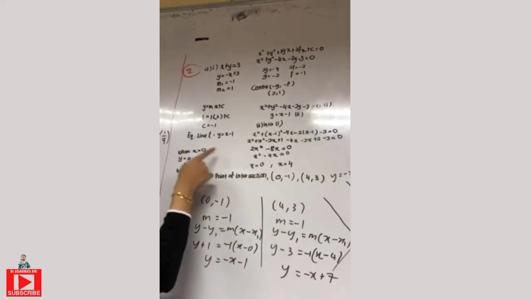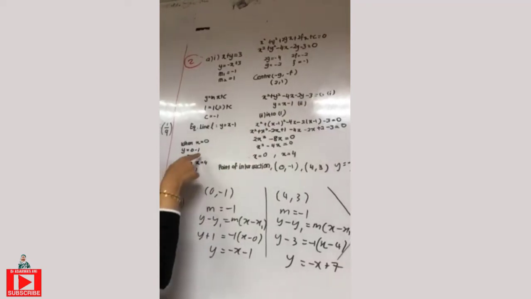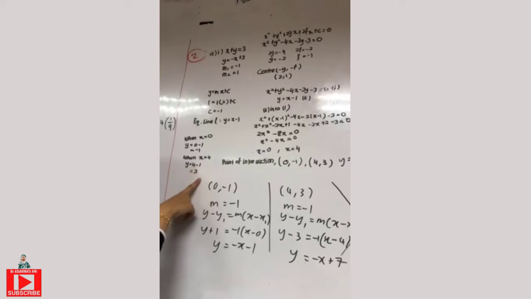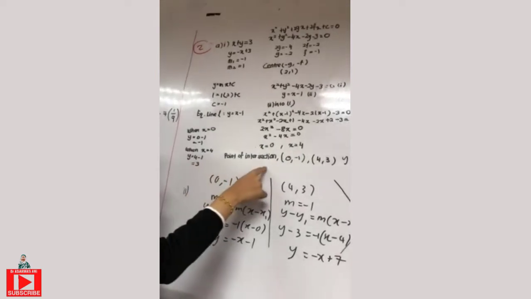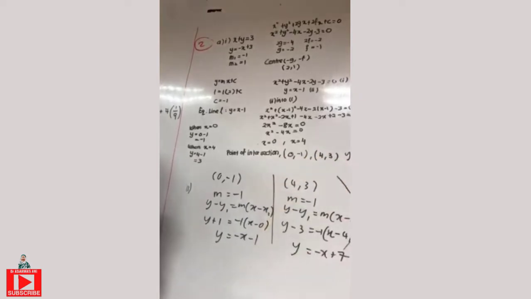So kita masukkan balik dalam either one equation, yang ni atau yang ni, then dapat when x is equals to 0, y equals to -1, when x equals to 4, y equals to 3. Then the point of intersection is 0 and -1, and also 4 and 3.